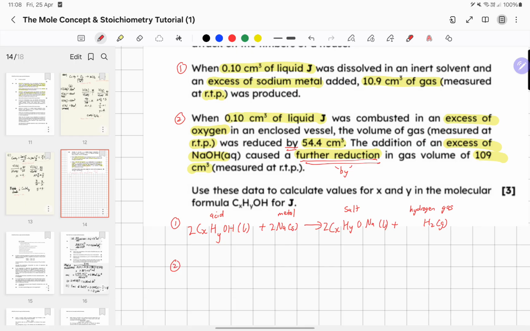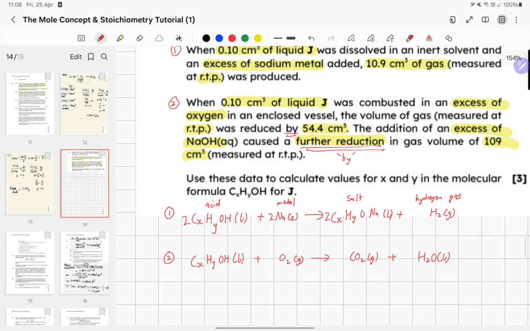And the second equation is the combustion equation. So CxHyOH liquid plus O2 gas gives you CO2 gas plus water. Anything that has carbon, if it combusts or reacts with oxygen, always produces carbon dioxide and water. Okay, so from here you just need to see how to balance it.